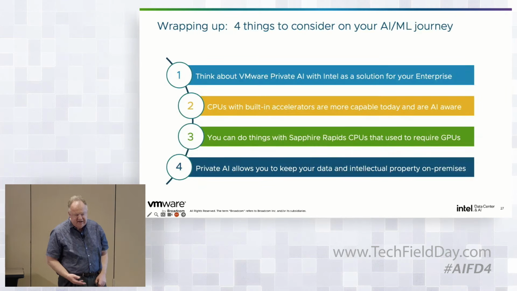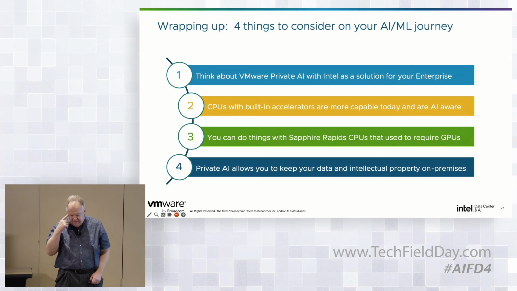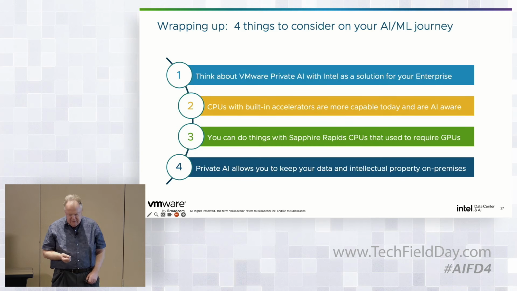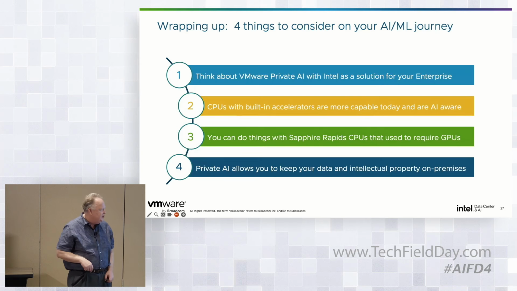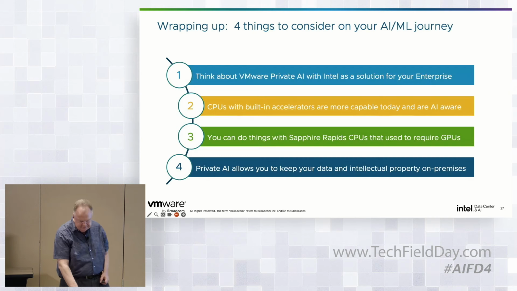And so some things to take away from today's talk. Think about VMware Private AI with Intel as a solution for enterprise. Today's CPUs are AI aware. You can do things with Sapphire Rapids and Emerald Rapids CPUs that used to require GPUs. And Private AI allows you to keep your data and intellectual property on premises.